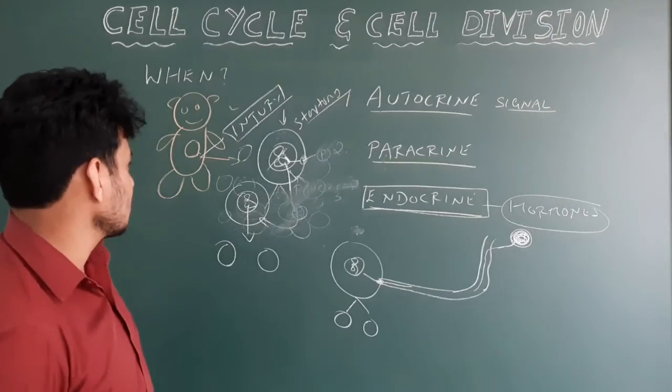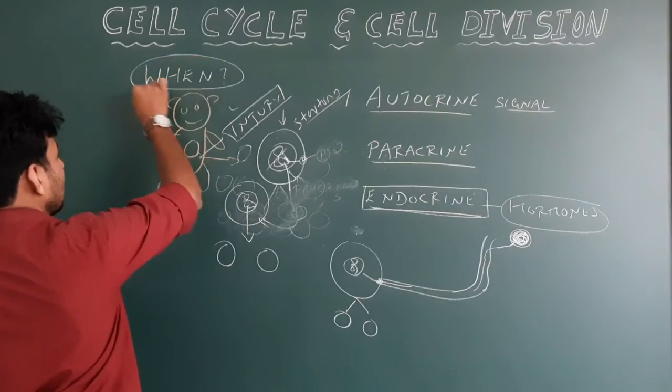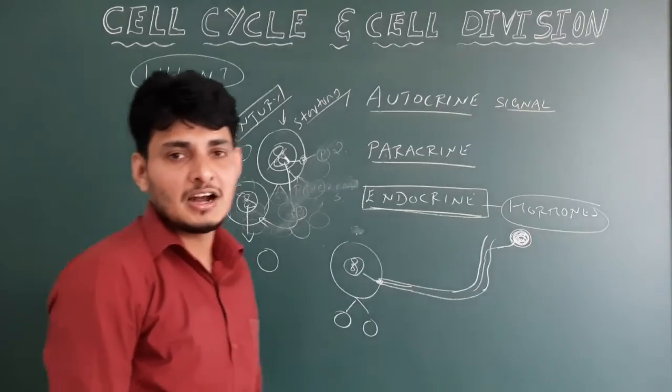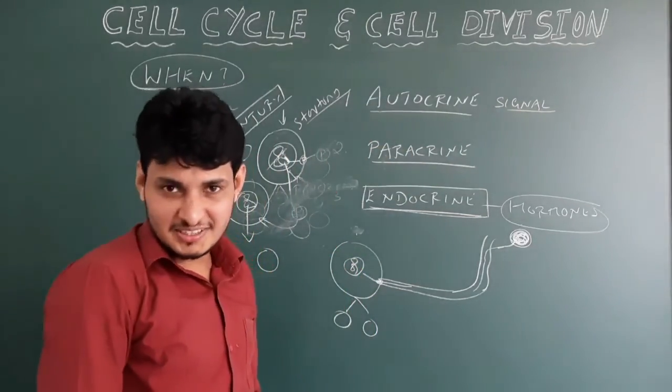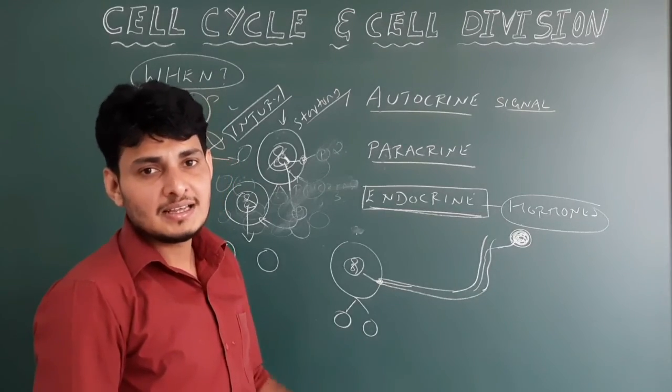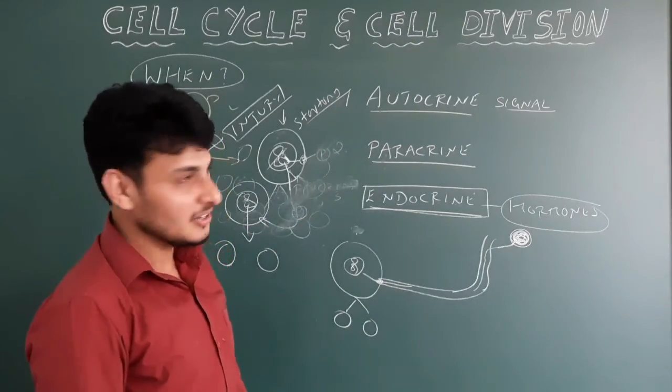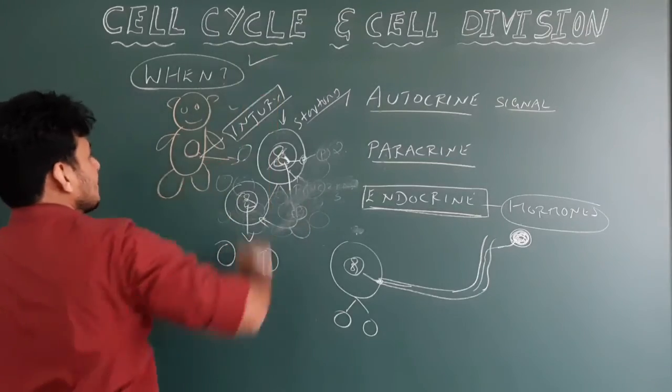This is the basic to understand. So we have got the answer for this question. When exactly does a cell undergo cell division? When these signaling pathways work, then only a cell can undergo cell cycle or cell division. Got it? Now we need to understand the cell cycle.